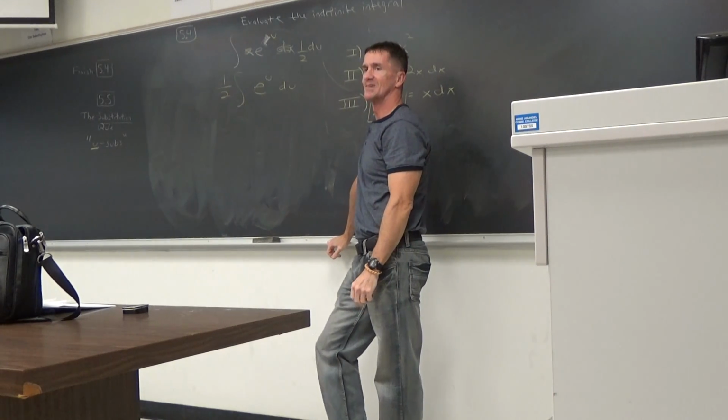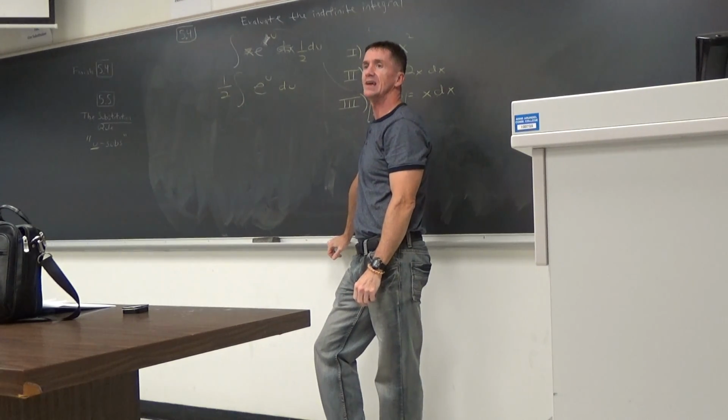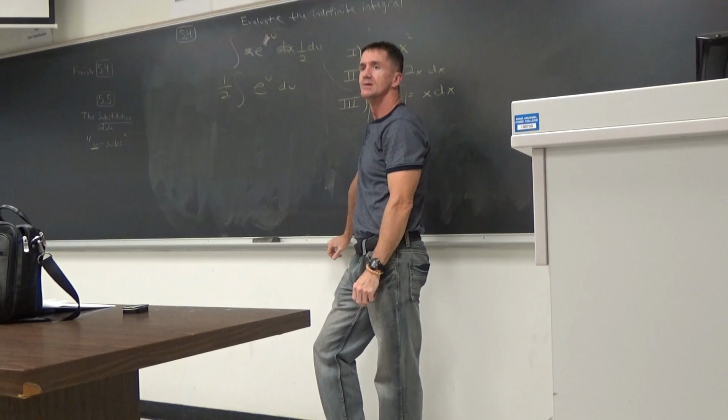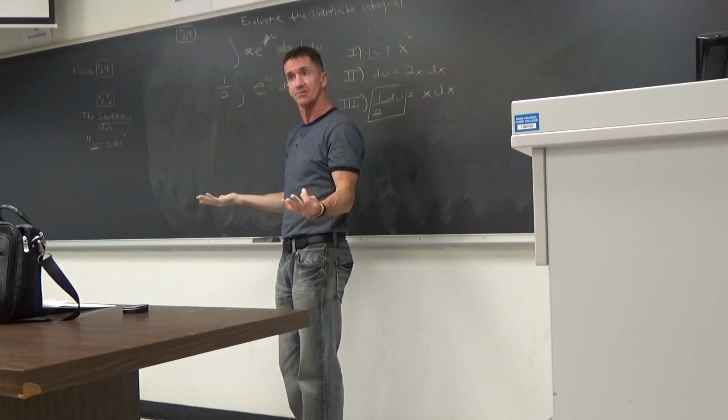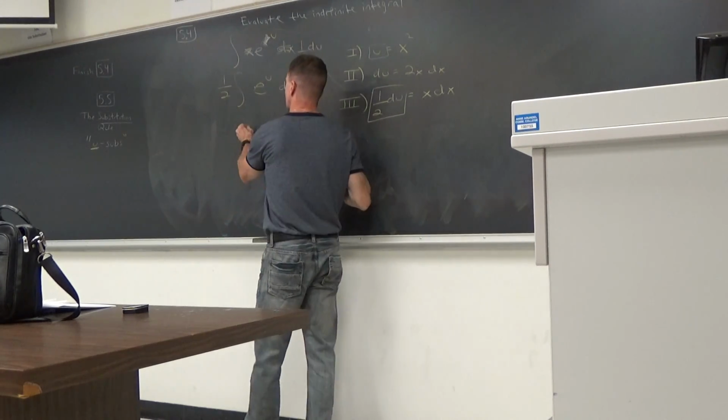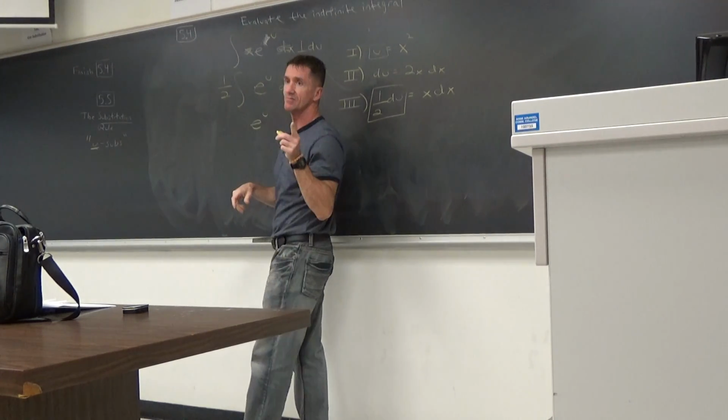Now I'm going to go to U. We're going to integrate this. Well, what's the integral of e to the x? E to the x. What's the integral of e to the u? E to the u. So I'm now able to remove this, right? I'm performing the antiderivative of e to the u, and I get e to the u plus a c, right?